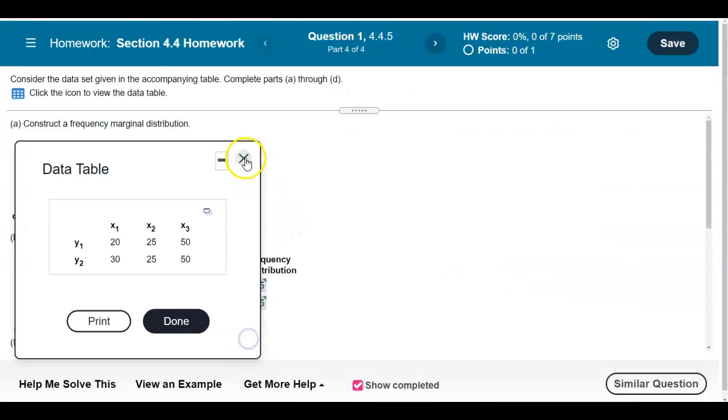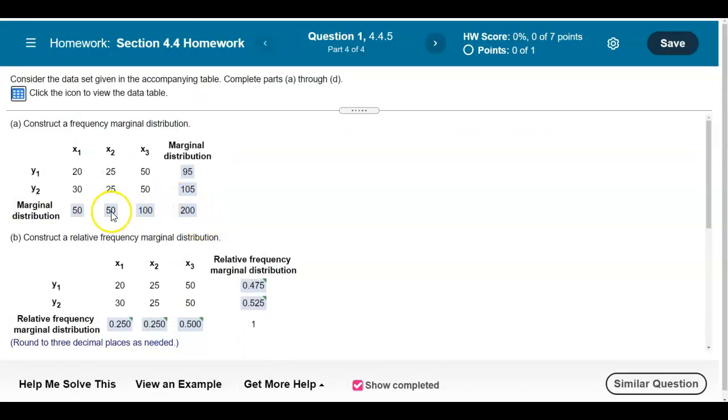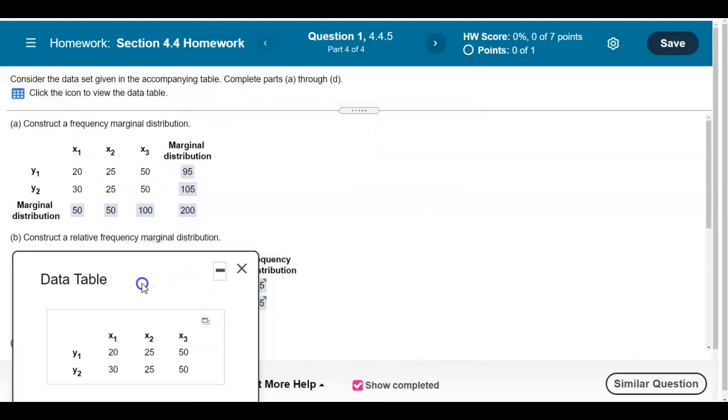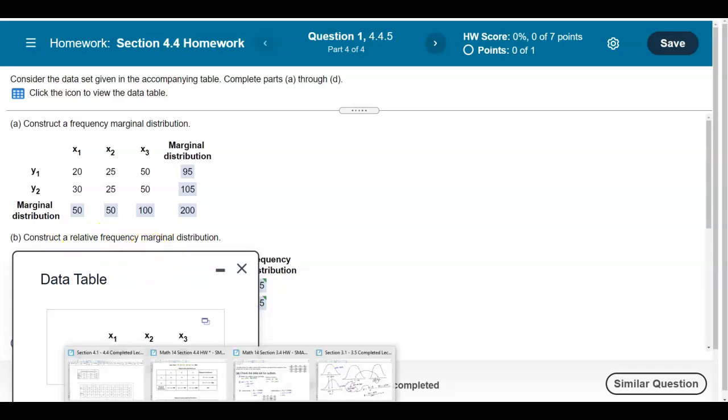So let's go ahead and fill in our information. We have 50, 50, 100, 95, 105, and then 200. Now the next question wants us to construct a relative frequency marginal distribution with this data.